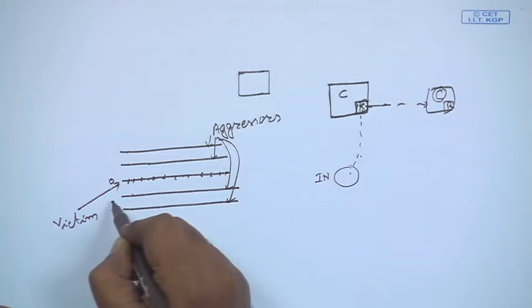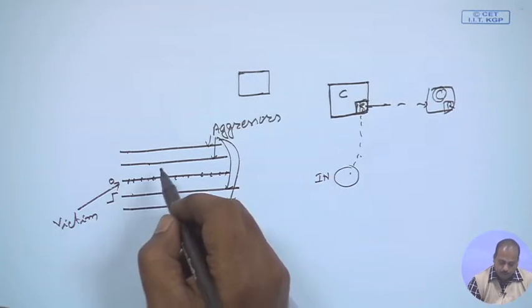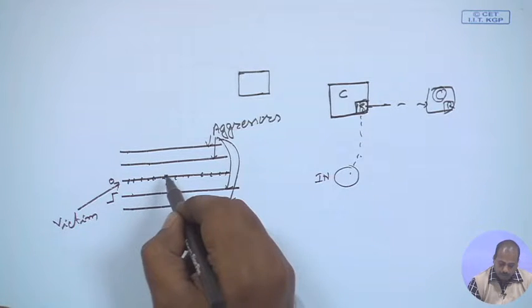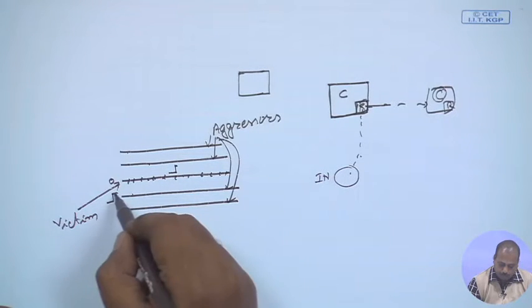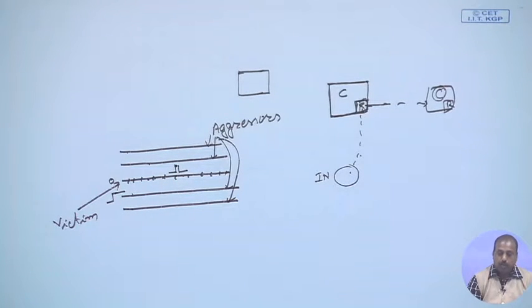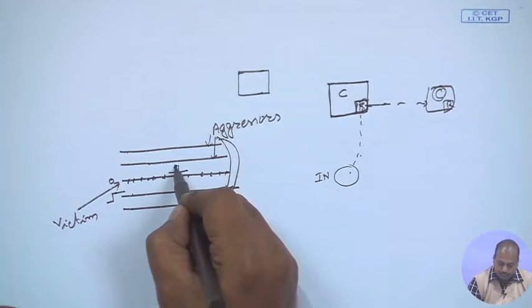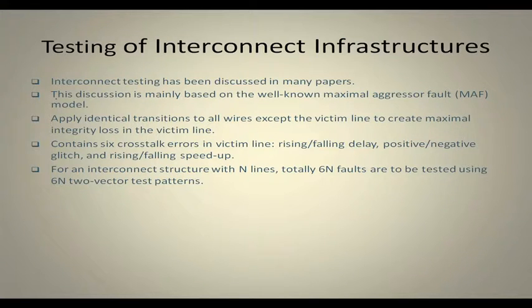So, if there is a rising pulse on the aggressor line, it may happen that this line, which was 0, increases to some value, and after some time, when the aggressor settles to 1, it comes down to 0 and continues at 0. As a result, there is a glitch seen here. So, the logic level that we get at this line is not 0 for some time, but something else. This is called the maximal aggressor fault model.